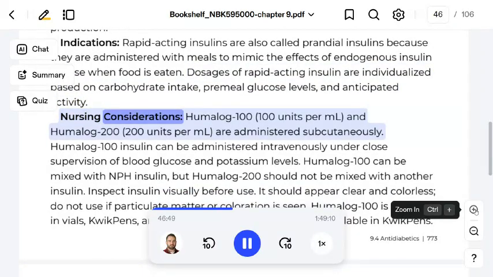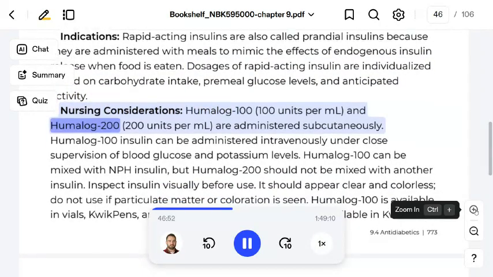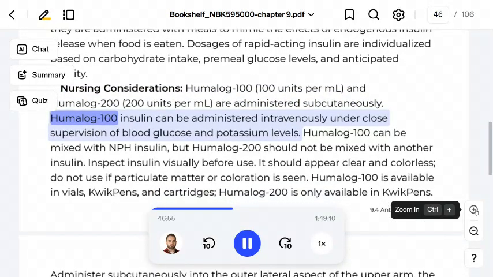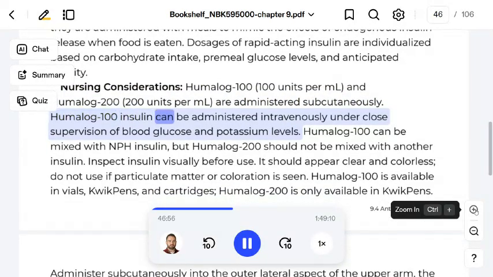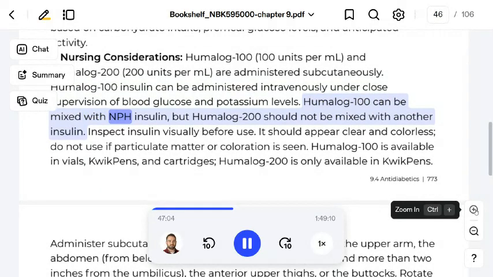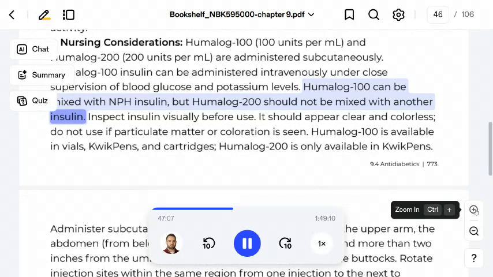Nursing considerations: Humalog 100 and Humalog 200 are administered subcutaneously. Humalog 100 insulin can be administered intravenously under close supervision of blood glucose and potassium levels. Humalog 100 can be mixed with NPH insulin, but Humalog 200 should not be mixed with another insulin.